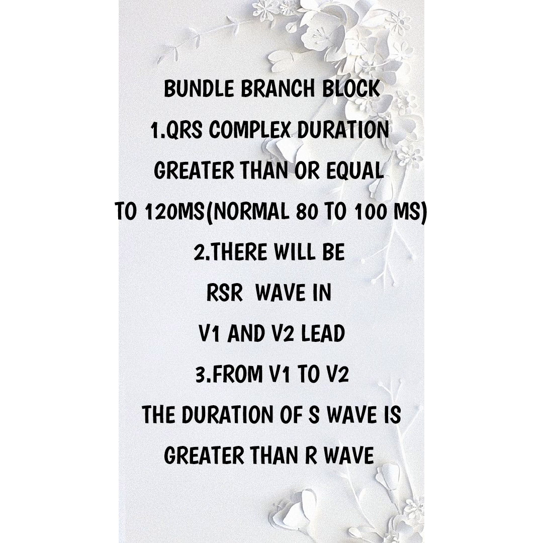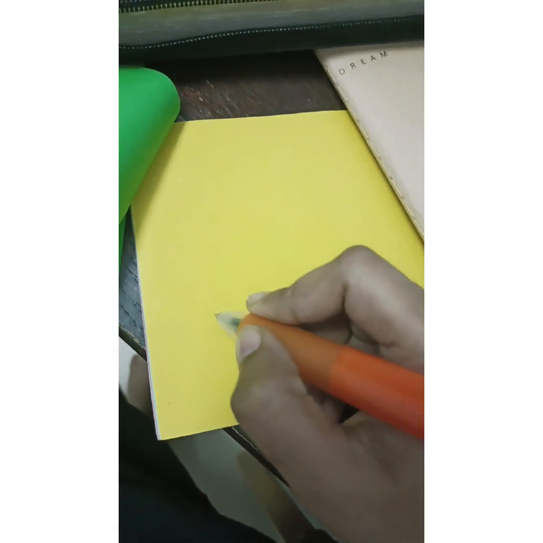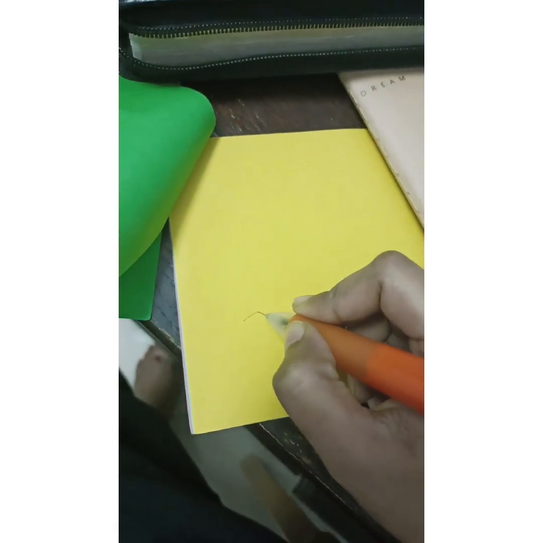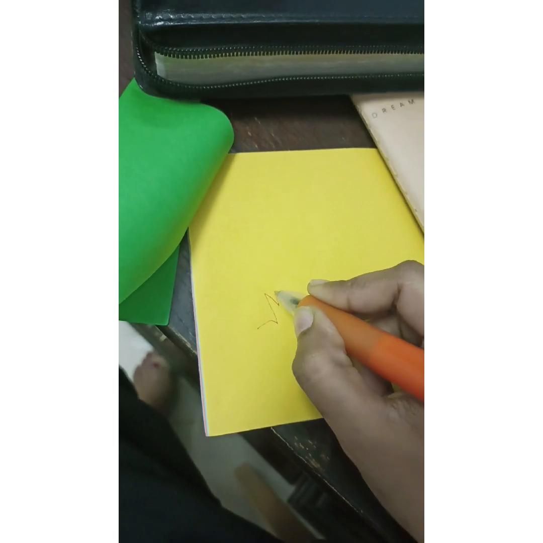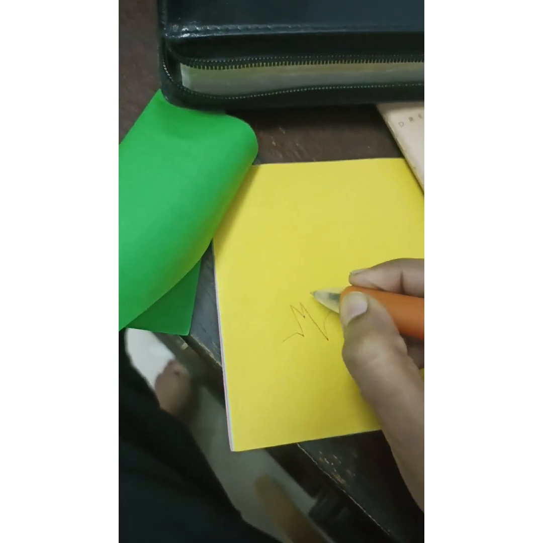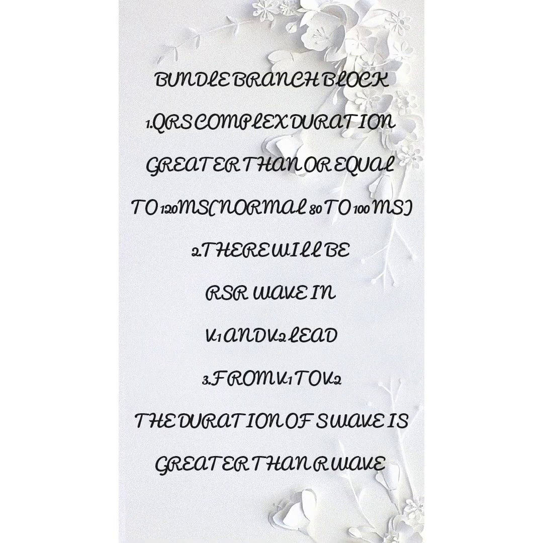The QRS complex duration is greater than or equal to 120 milliseconds. But normally the QRS complex duration must be 80 to 100 milliseconds only. And the second, RSR wave in V1 and V2, or an upward deflection R, a downward deflection S, again an upward deflection R. So the ECG will be like this, and it indicates delayed ventricular depolarization. And from V1 to V6, S wave duration is greater than R wave duration.